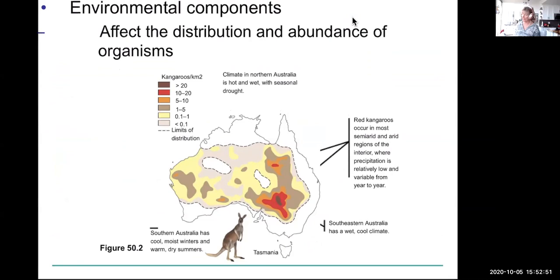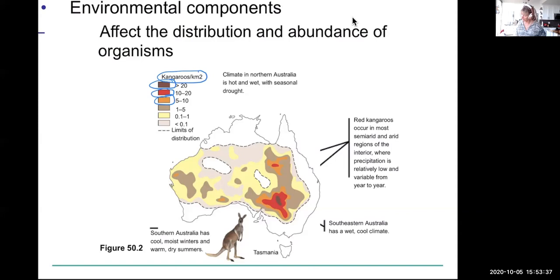I like this picture because it shows both rainfall and the number of kangaroos per square kilometer. So that's what this is showing here: kangaroos per square kilometer. These are western grey kangaroos. They're called western greys. So the dark color shows greater than 20 per square kilometer, and then 10 to 20, so less and less, 5 to 10, down to less than 0.1.